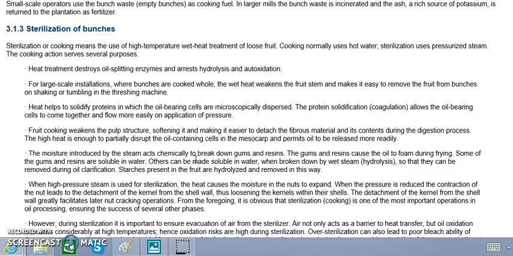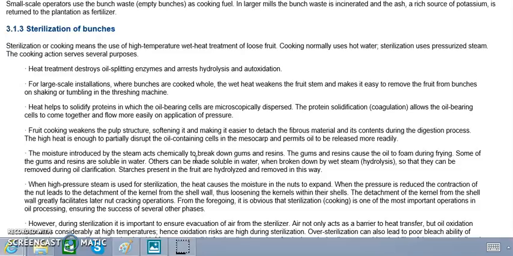Then heat helps to solidify the proteins in which the oil-bearing cells are microscopically dispersed. The protein solidification, or coagulation, allows the oil-bearing cells to come together and flow more easily on application of pressure.